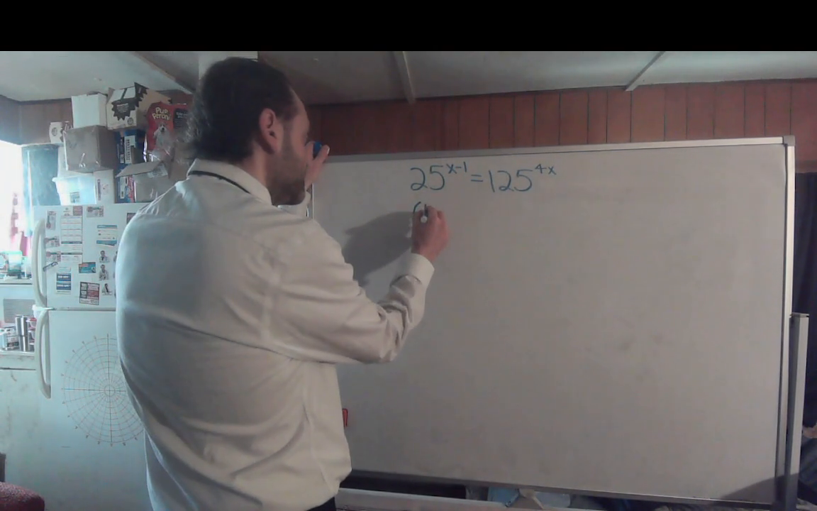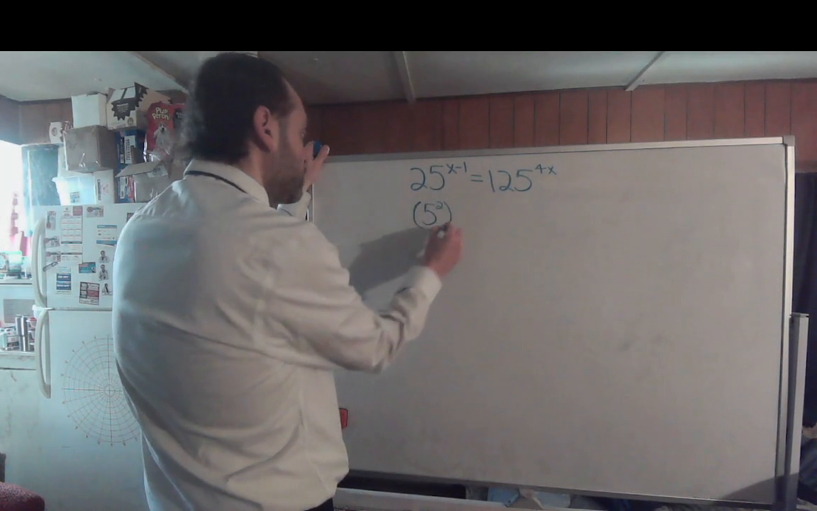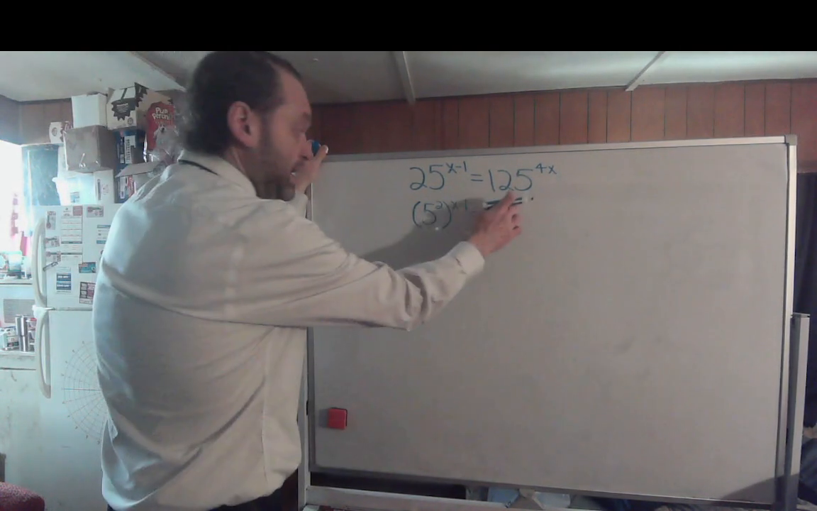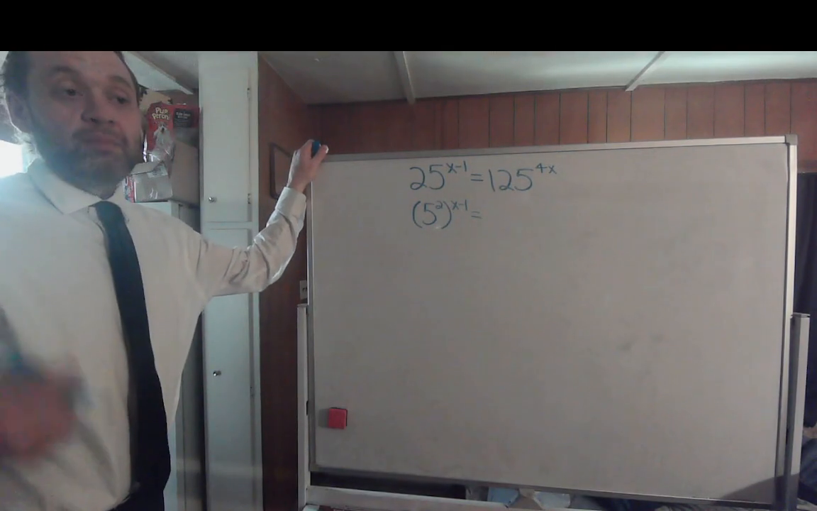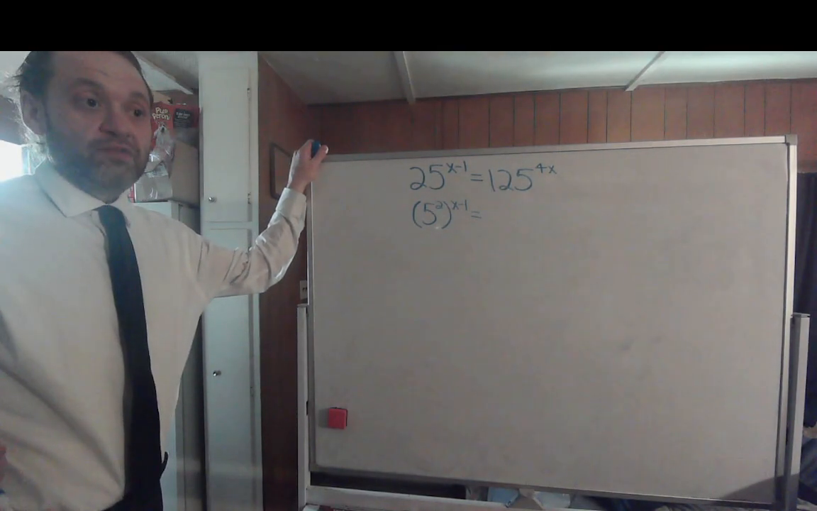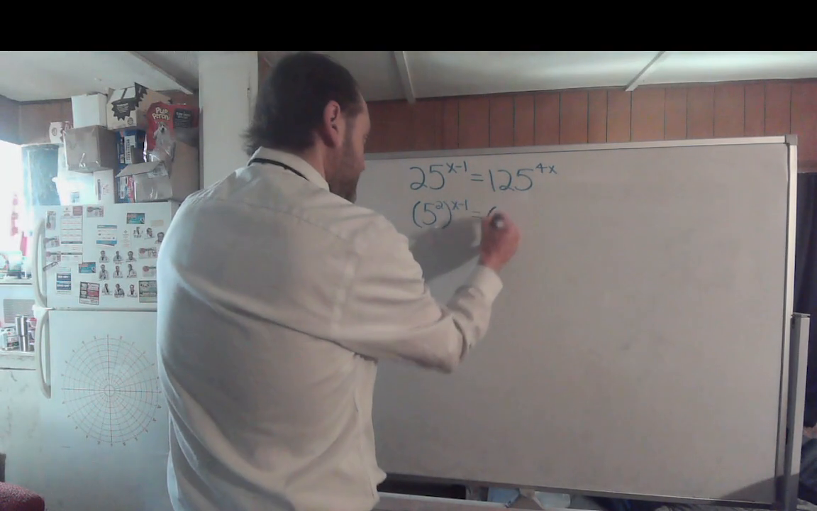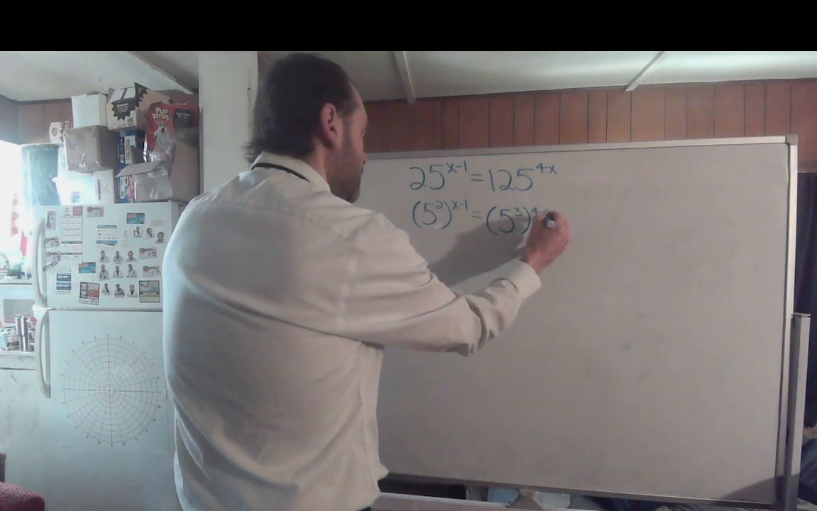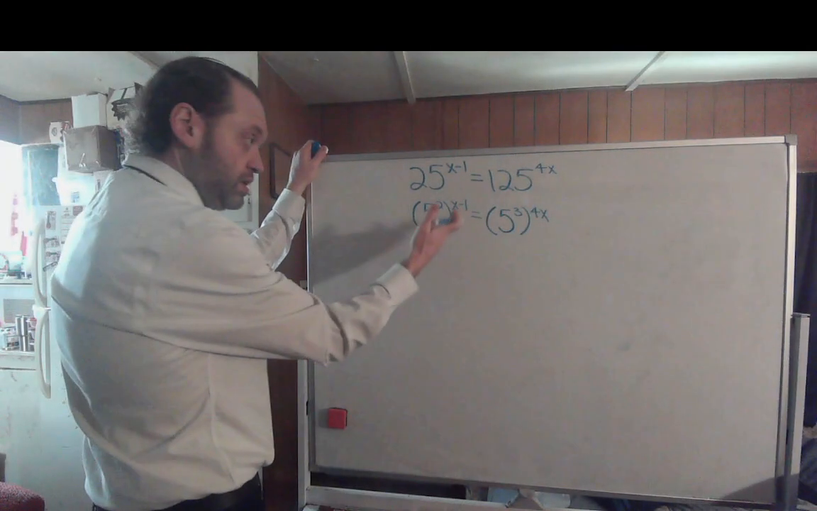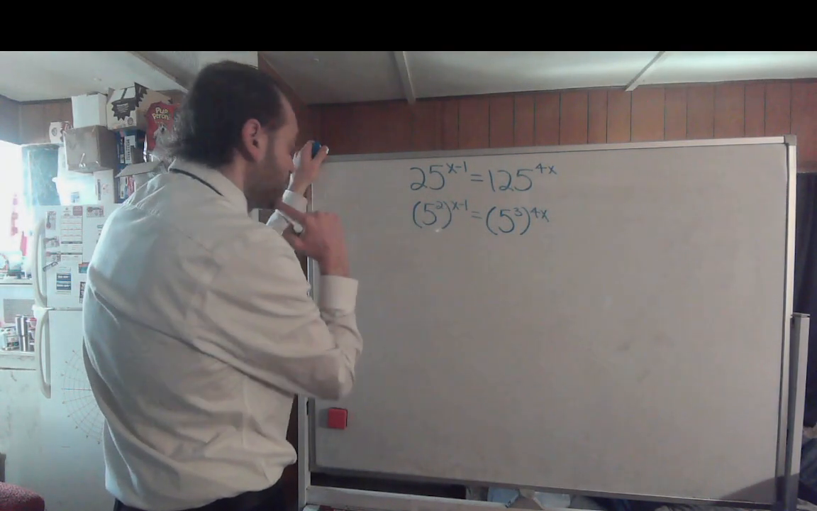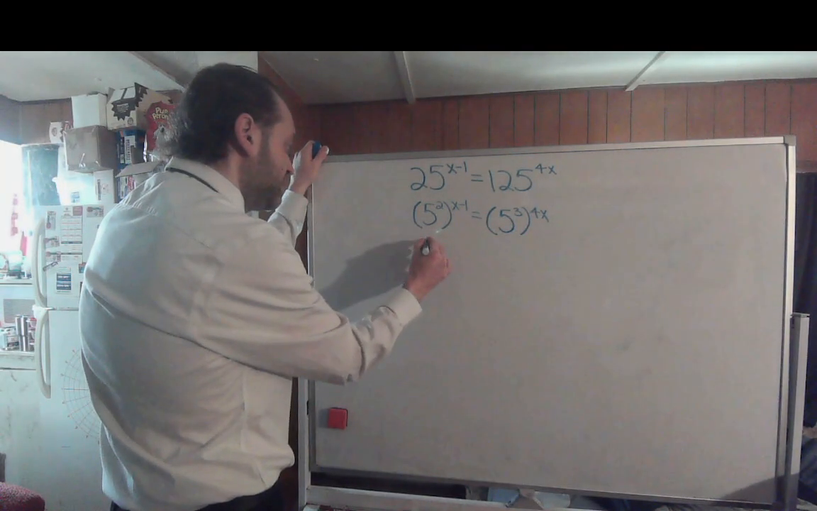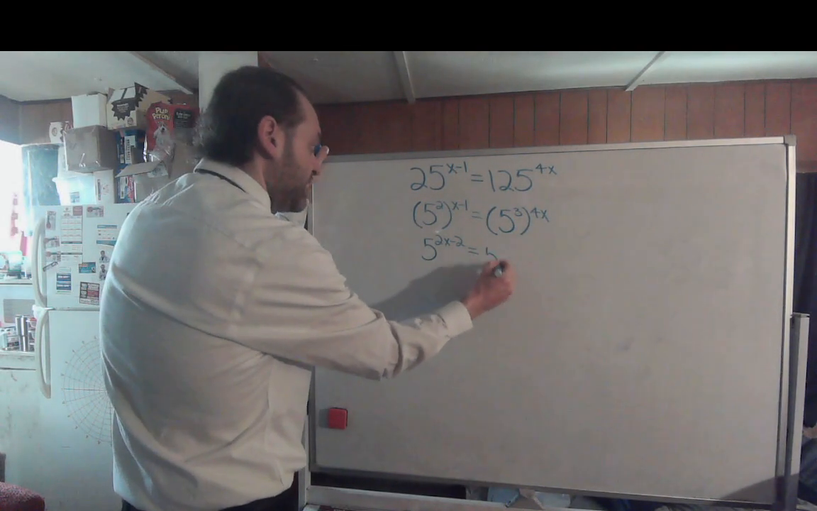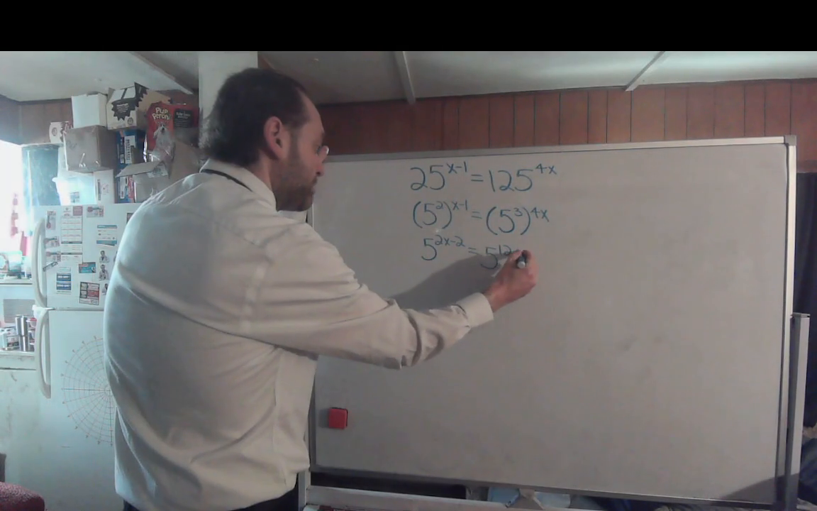So we can make this 5 to the second, that whole quantity to the x minus 1 power, would equal, now the right hand side, can we make 125 into base 5? We certainly can. 125 is actually 5 to the third. So that would be 5 to the third to the 4x power. So then you do your exponent operations. So this would turn into 5 to the 2x minus 2 equals 5 to the 12x.